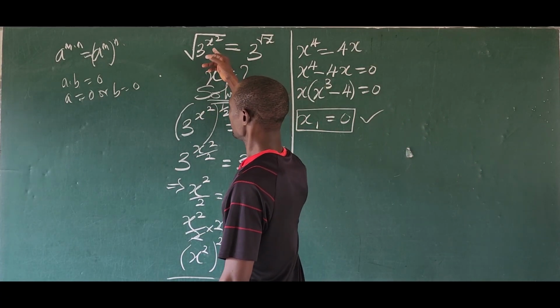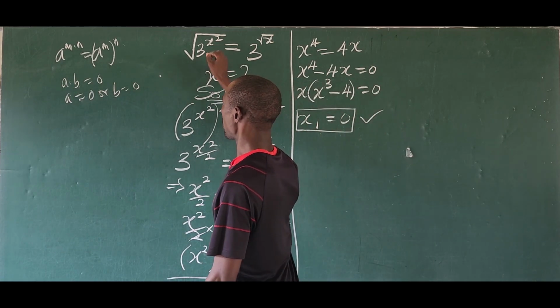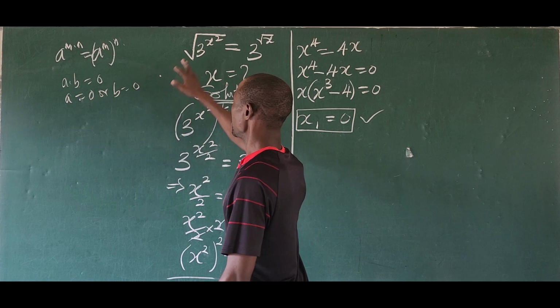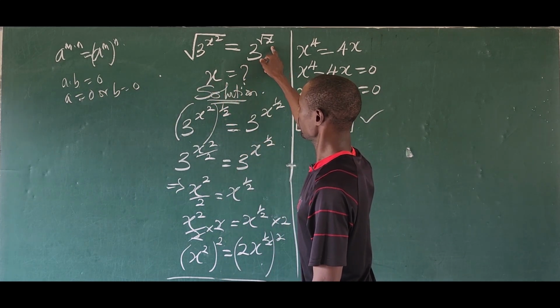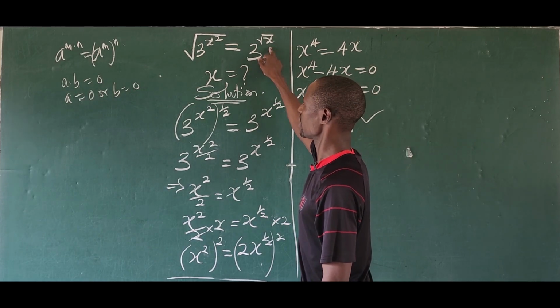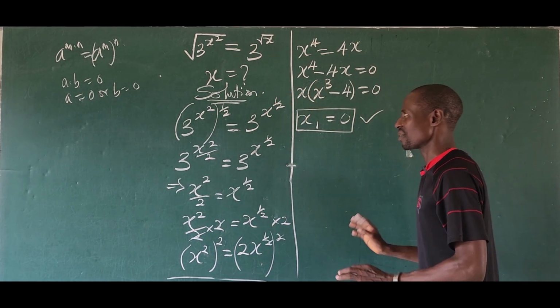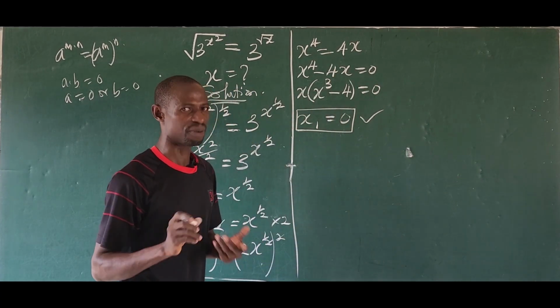If I put in 0 here, 0 to the power of 2 will give us 0. So 3 to the power of 0 will give us 1. And square root of 1 will give us 1. And so if I put in 0 here also, the square root of 0 will give us 0. The 3 to the power of 0 will give us 1. And so 0 is a root that satisfies the original equation.